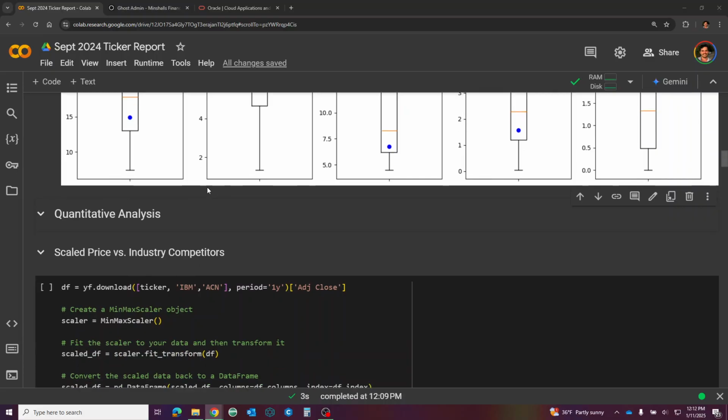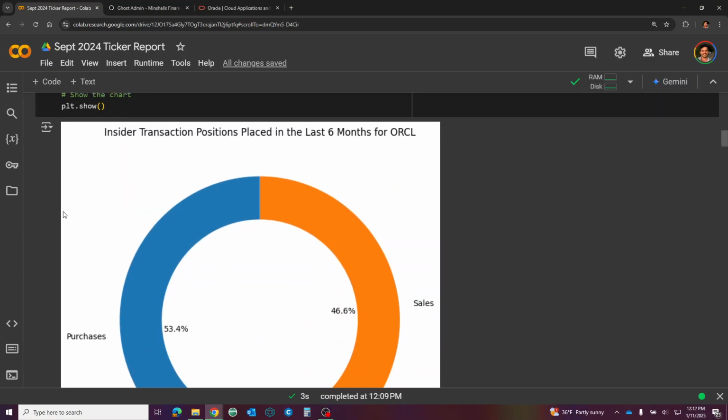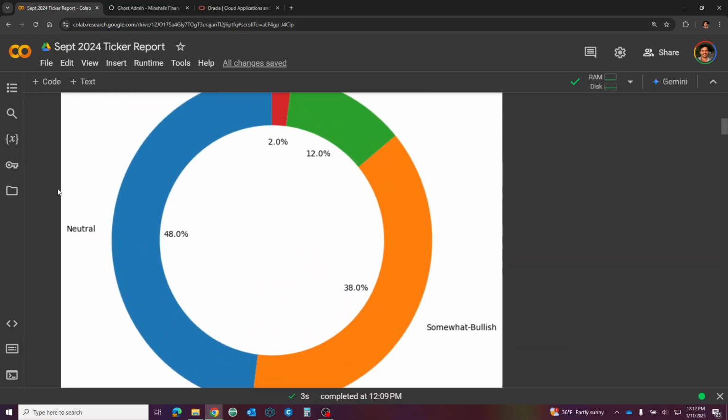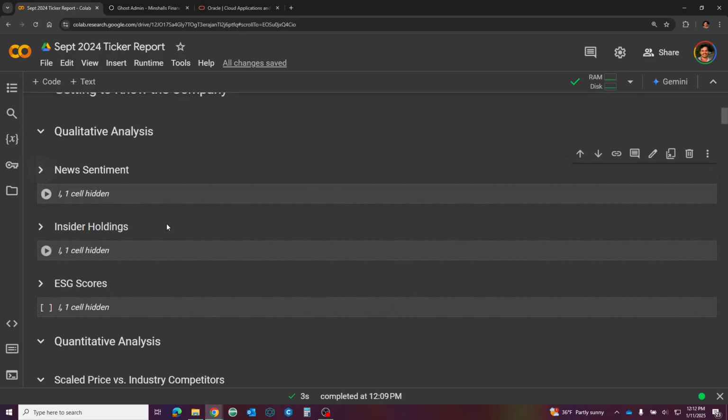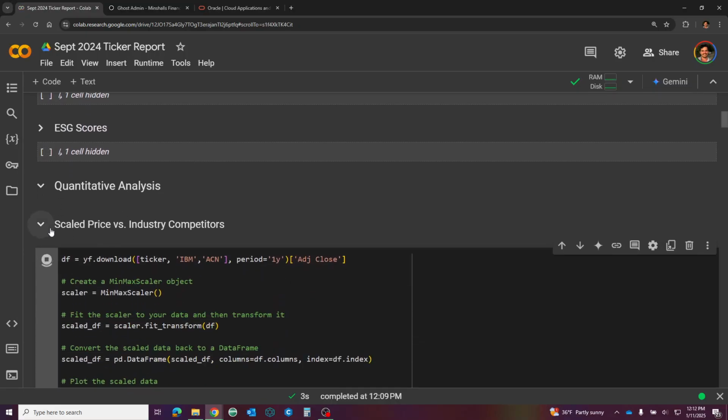So moving on from qualitative analysis, that's what we got here: ESG, insider holdings and news sentiment. If you've got other ideas on what I could include in a qualitative analysis on a holding, I'd be really interested to hear it. Maybe there's a way we can build out an algorithmic way to wrangle that data and visualize that data. Moving on to quantitative, we've got a scaled price for industry competitors.